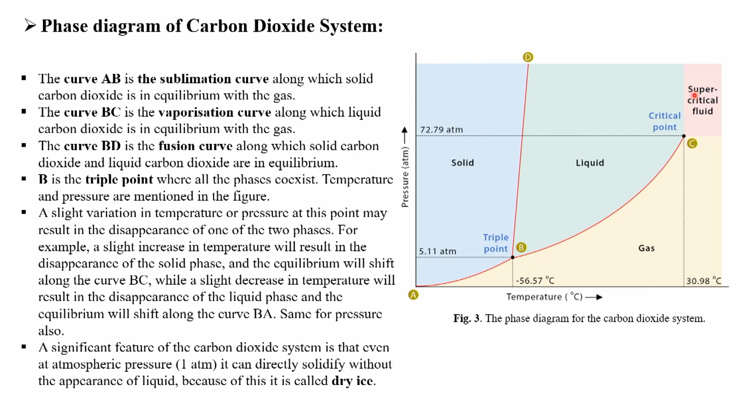Next, we discuss the phase diagram of carbon dioxide. The curve AB. Again, we are plotting pressure versus temperature here. The curve AB.